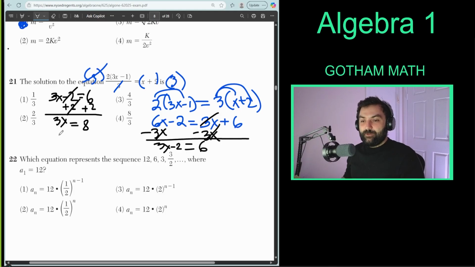And what am I going to do now? I'm going to do the last step. And the last step is the same everywhere. It's division. So dividing by 3 on both sides, which means that x equals 8 over 3. I don't have to actually get the decimal because all the answers are in fraction form. 8 over 3 is the answer.